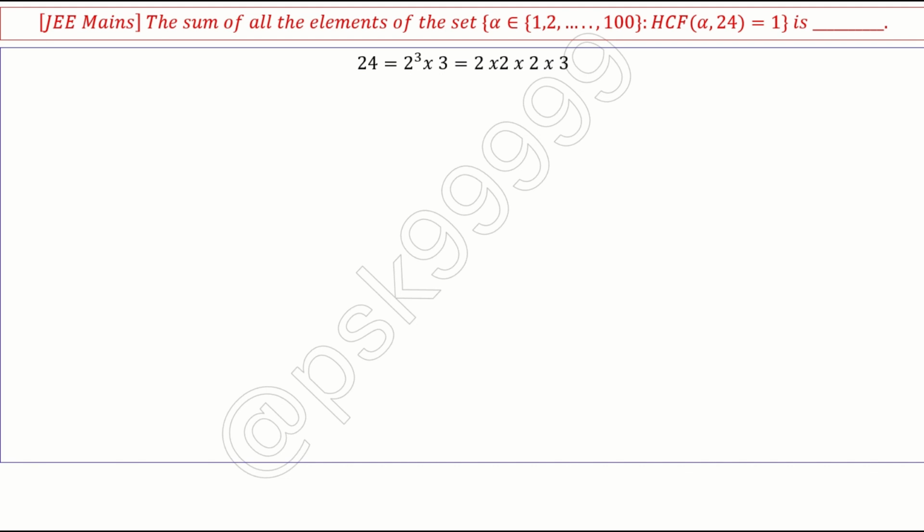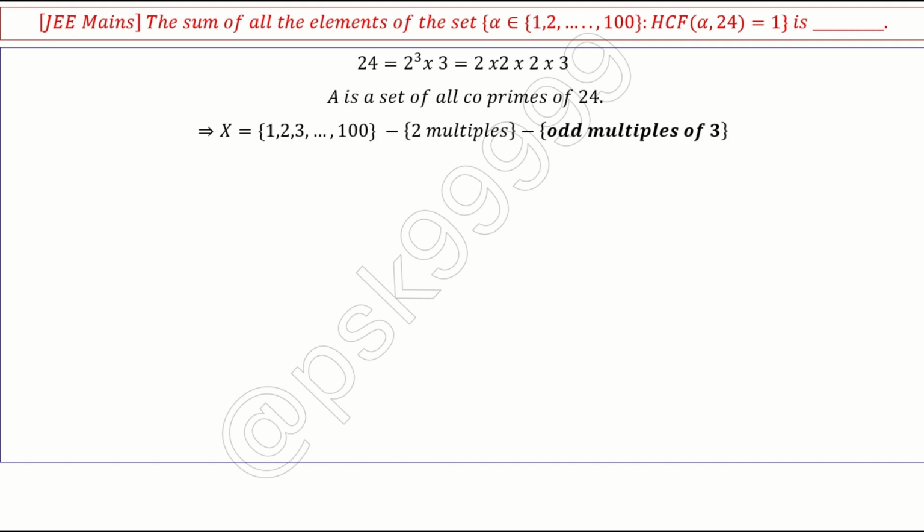We'll try to do it a simpler way. The prime factors of 24 are 2 and 3. So A is the set of all co-primes of 24. Given set X is equal to the natural numbers 1 to 100 minus 2 multiples minus odd multiples of 3. I could say multiples of 3 and then add repetitions, but instead I just took odd multiples of 3, because odd multiples of 3 do not contain even numbers. So this is a simple way.